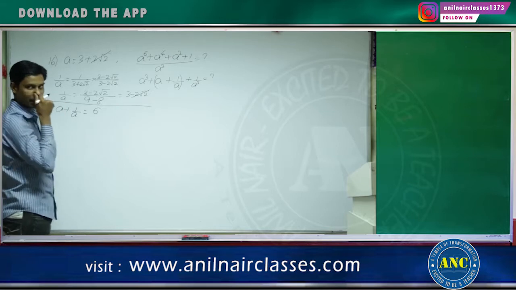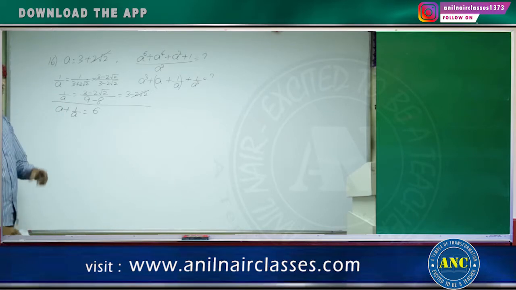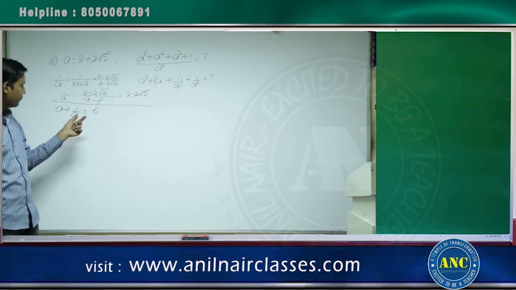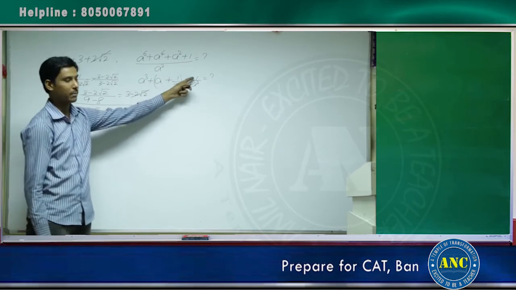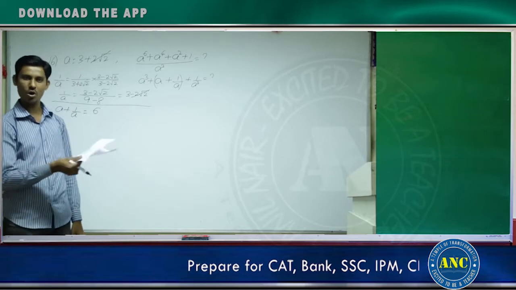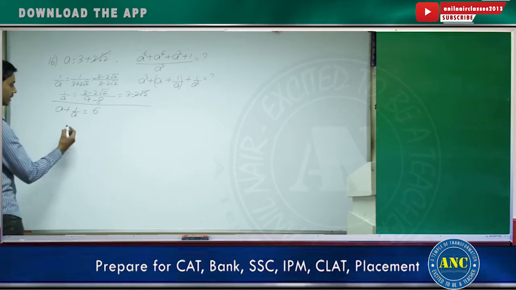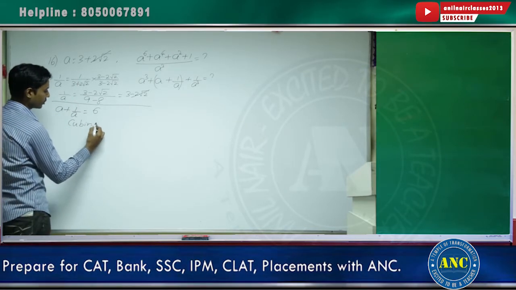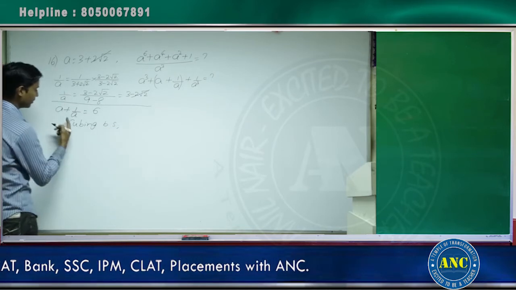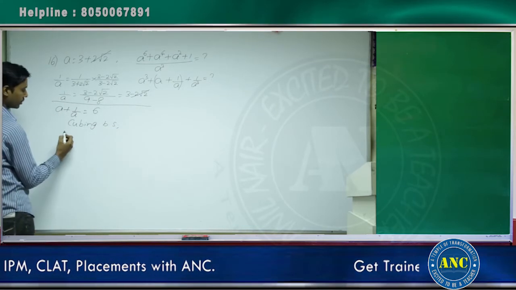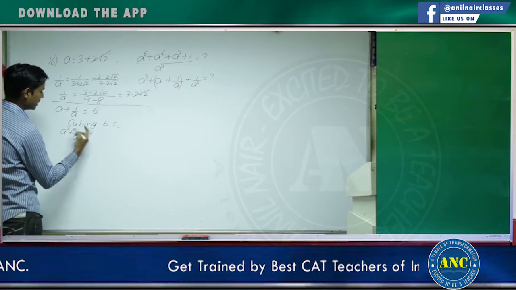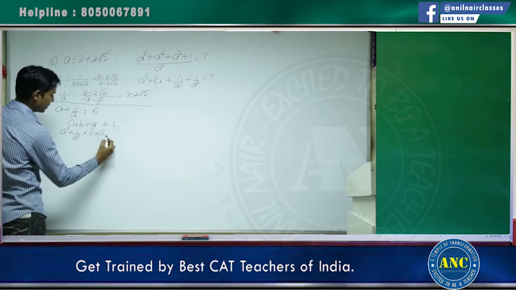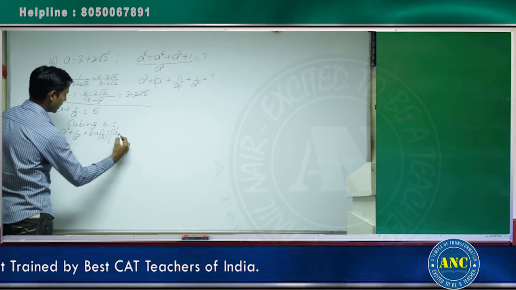3 plus 3 is nothing but 6, right? 3 plus 3 is 6. If you remember, we solved this in algebra. If a plus 1 by a is equal to 6, find a cube plus 1 by a cube. We can use the identity or cube both sides, whichever you are comfortable with. If I cube both sides, it will give you (a plus 1 by a) whole cube equals a cube plus b cube plus 3ab into (a plus b), where b is nothing but 1 by a.